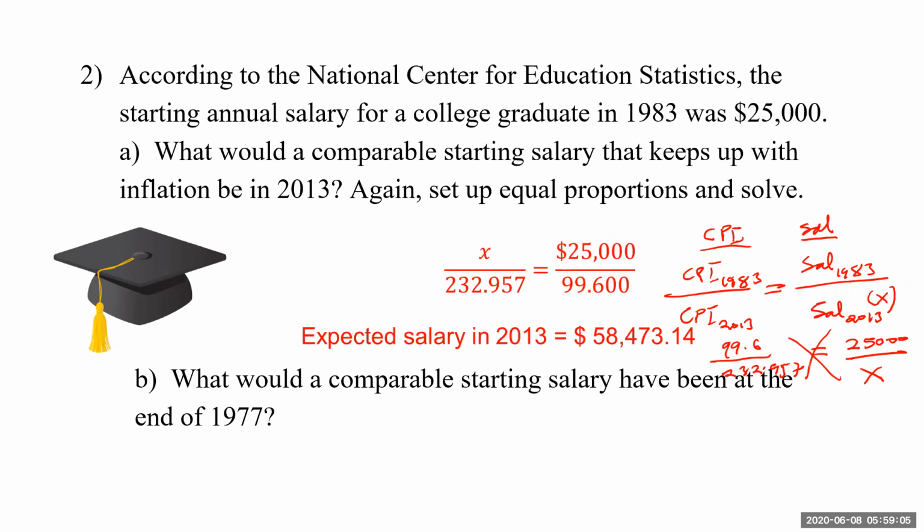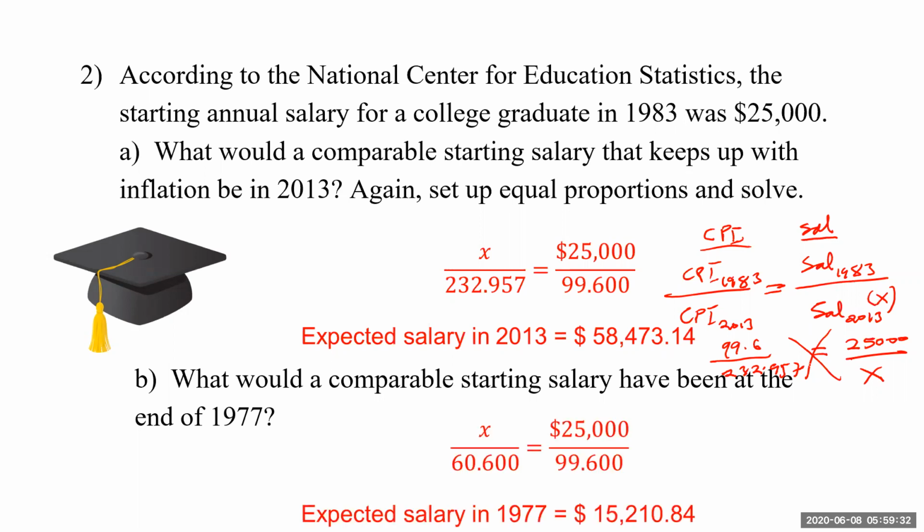This table will be given to you all the time. CPI values will be given to you if you have to simplify or do a problem like this. And so we're going to now do the same thing for what would a comparable starting salary have been at the end of 1977. So really, what are you doing? You're comparing 1983 and 1977. And that would have been a comparable salary in 1977. These values are coming from the CPI table. Good. Note closely.